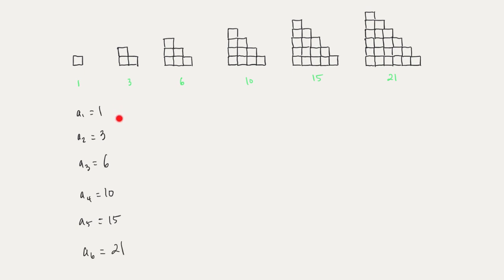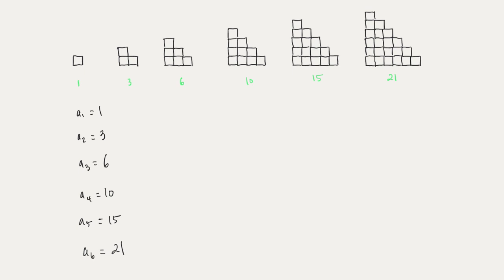By studying this sequence, we know that this is not an arithmetic sequence because 3 minus 1 is 2, 6 minus 3 is 3. There is no common difference here. It is also not a geometric sequence because 3 over 1 is 3, 6 over 3 is 2, and that is not a common ratio.